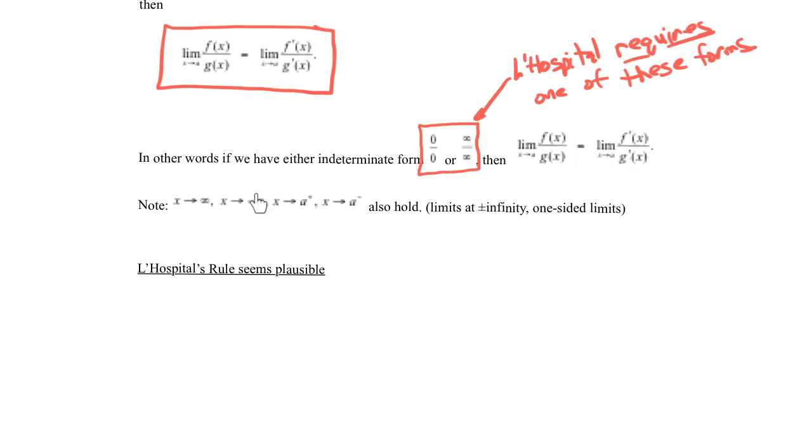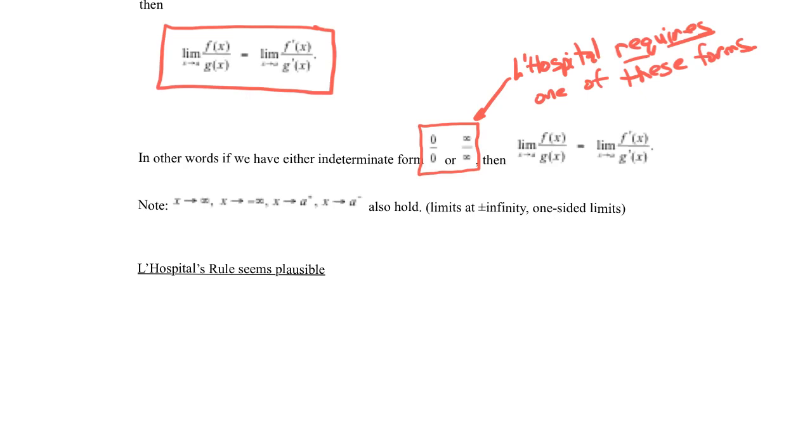And one thing to note is that it doesn't have to be x approaches a. It could be x approaches infinity, negative infinity, and even one-sided limits hold, as x approaches a from the right or x approaches a from the left. So all of these hold. We just have to make sure that we have one of these 2. And we're going to see that no matter which of those 7 indeterminate forms we start from, we can turn them into one of these 2.